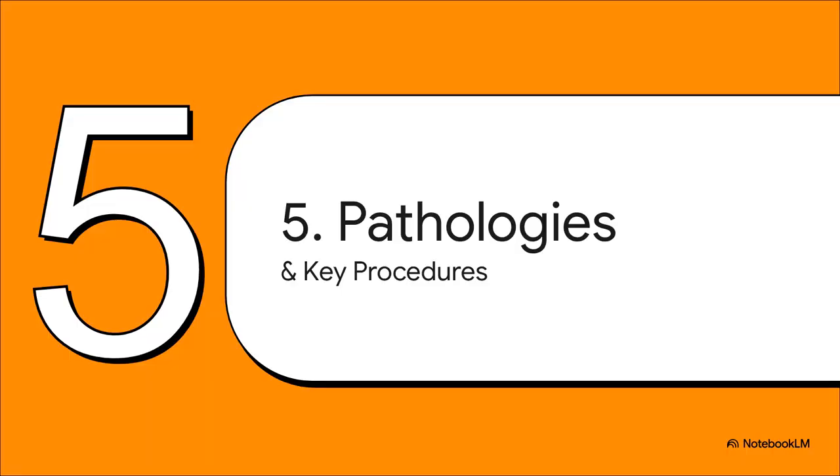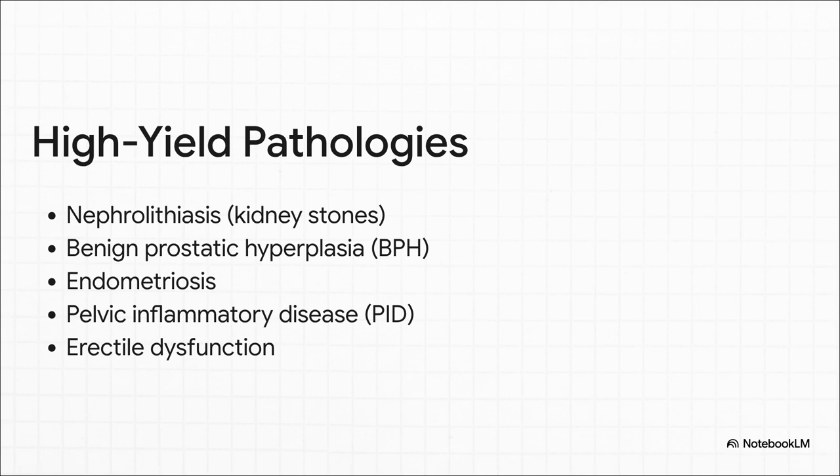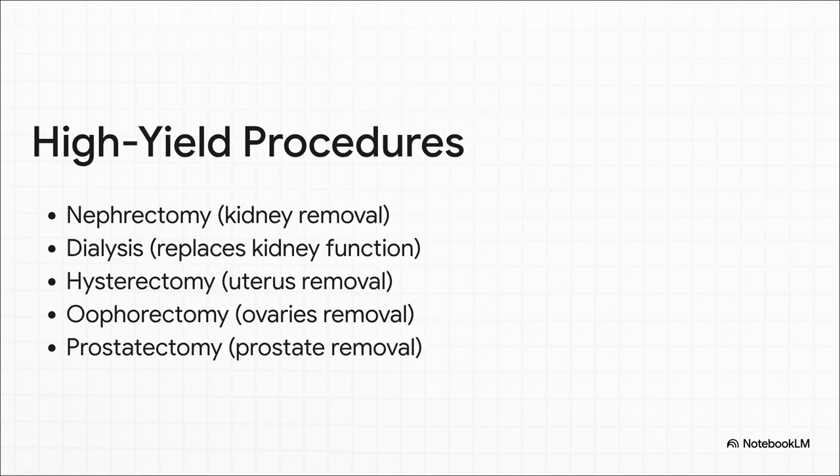Section 5. Pathologies and key procedures. Okay, we see these disease processes tested all the time. Nephrolithiasis, that literally translates to kidney stones. Then there's BPH, or benign prostatic hyperplasia, which involves an enlarged prostate causing lower urinary tract symptoms. We also have female-specific conditions like endometriosis and PID, which is pelvic inflammatory disease, right alongside male-specific conditions like erectile dysfunction.